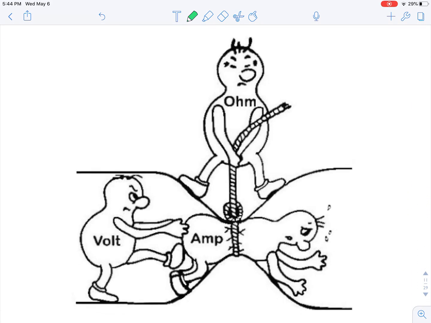Here is a kind of awkward picture illustrating the same point. Amps are the current that's trying to flow forward, and volts supply the energy to push those amps forward. But ohms provide resistance. They make it harder for that current to flow and proceed forward.